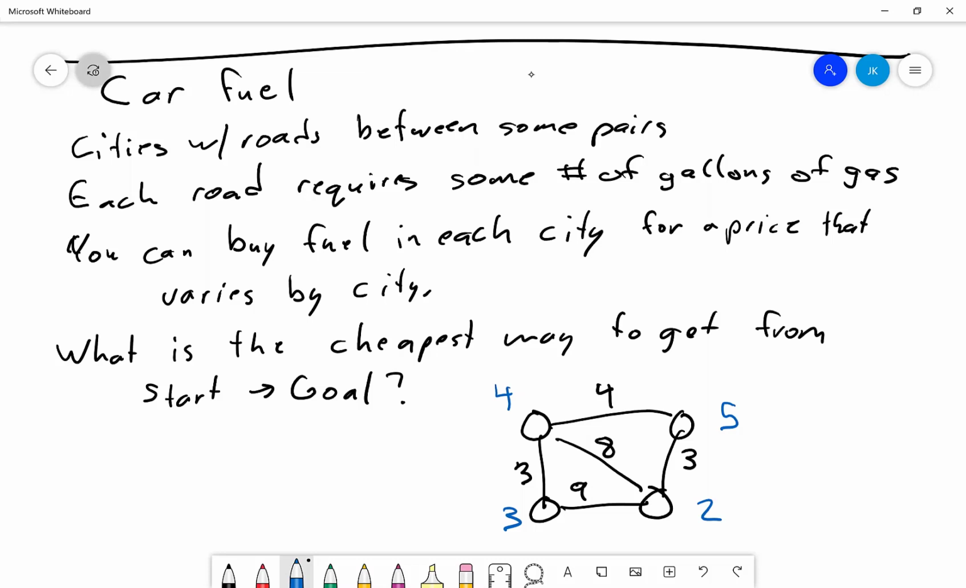And the question is, what's the cheapest way to get from a start to an endpoint? So if we say that this first one is the start and this one down here is the goal, okay, you can see you've basically got 3 routes you can go. So if I sort of go across the top, I could buy 4 gallons there. Oh, and I should have mentioned one other thing. You have a fuel tank capacity.